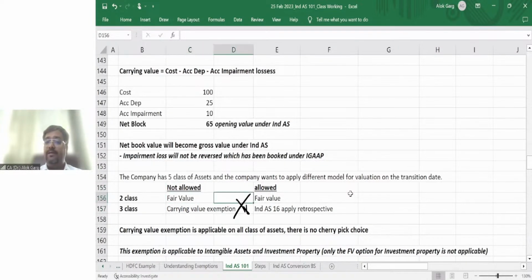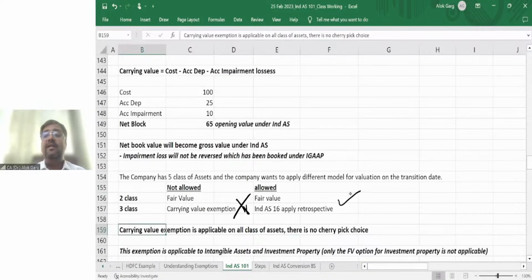This is not allowed. But the company wants to apply fair value on 2 class and retrospective requirement of Ind AS 16 on the remaining classes. That is allowed. So this is allowed. Okay. So this is what I have explained. So carrying value exemption is applicable on all class of assets. There is no cherry pick choice. If the company wants to apply carrying value exemption, it has to be on all class of assets, right?